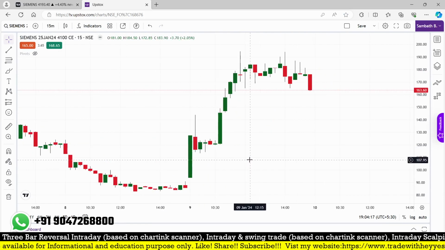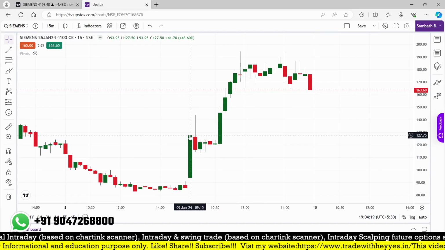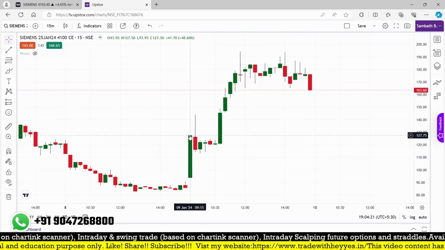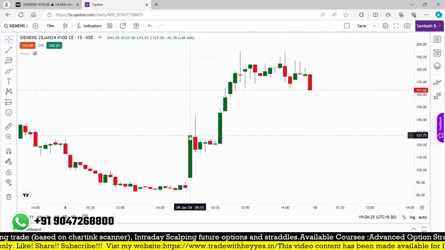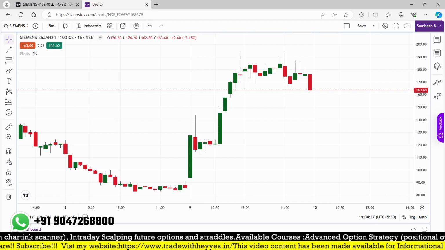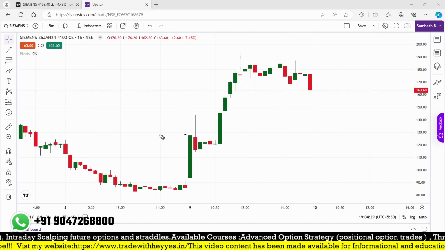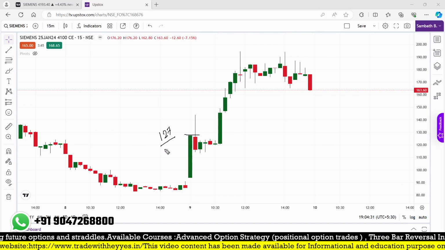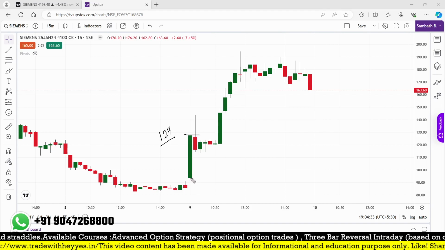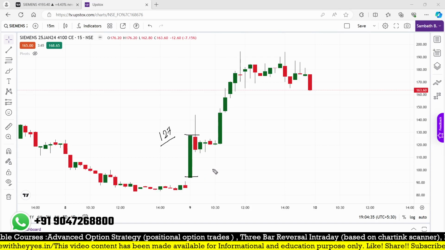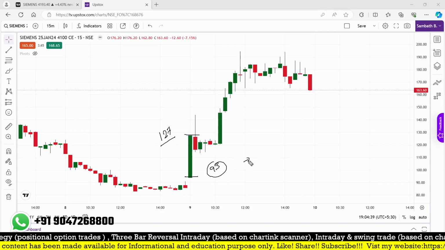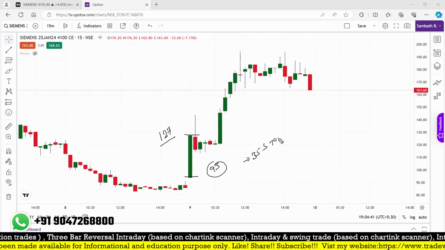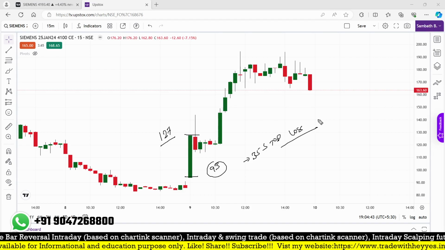In this particular option, which closed around 127, the day low is almost 93. So if you are looking for a trade opportunity in this option, 127 should be your breakout point, and the day low of that candle, around 93, would be the stop loss. So you are looking at almost a 35 rupees stop loss. If that risk is okay, then you can plan a trade, or else you should ignore.